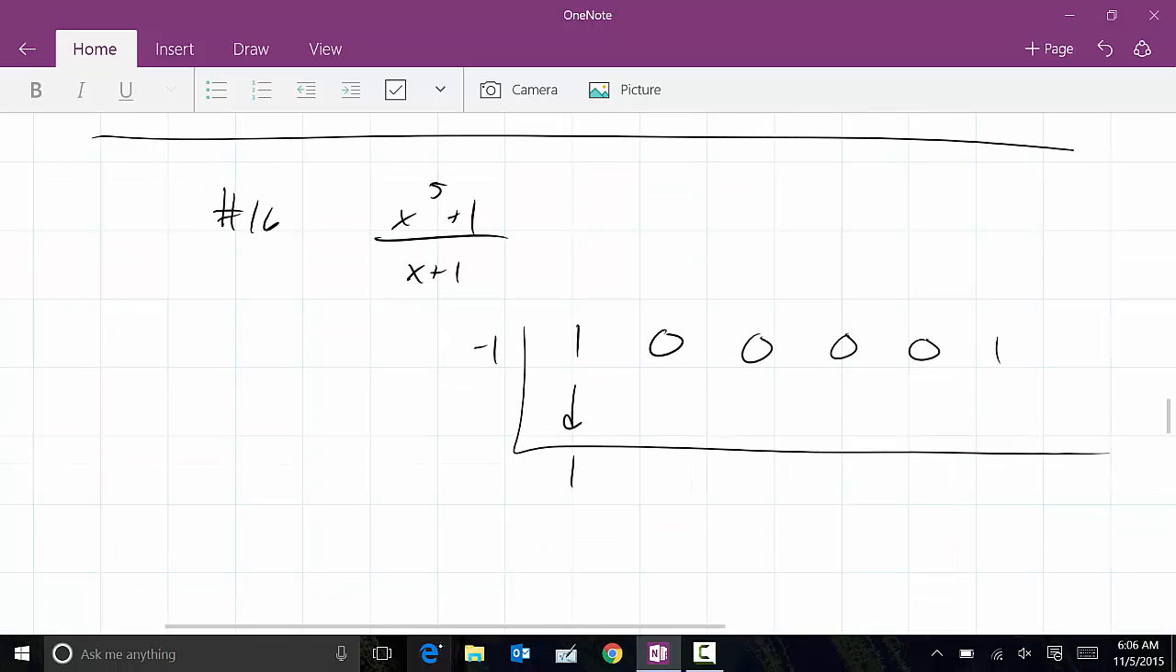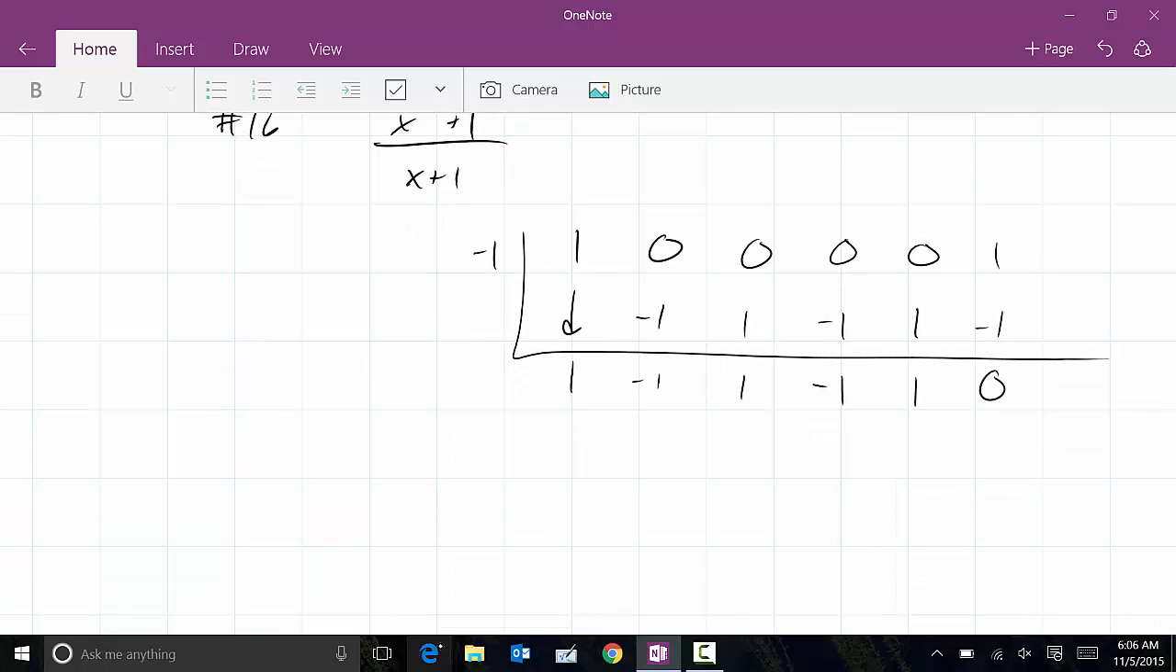We're going to bring down the 1, multiply, that's negative 1, add down, that's negative 1. Multiply, that's positive 1, add down, which is positive 1. Multiply, that's negative 1, add down, which is negative 1. Multiply, which is positive 1, add down, which is positive 1. Multiply, which is negative 1, add down, which is 0. So I'll tell you just the quotient and the remainder, because that's what our directions were.